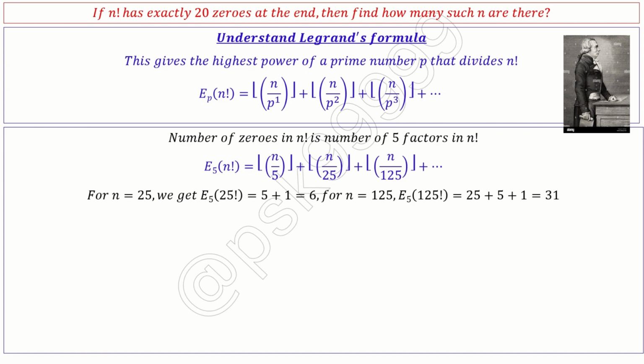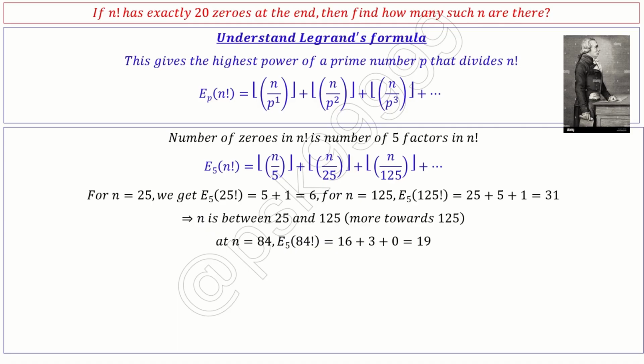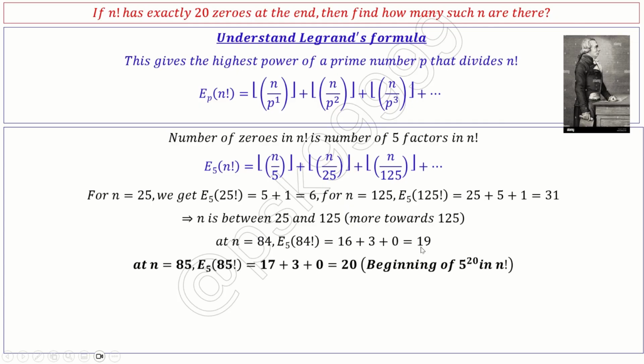You can either do a binary search, go to the midpoint and check which side you should go, or approximately, let me see around n equal to 84. 84 factorial has 84 by 5, which is 16, 84 by 25, which is 3, and the next one is 0. So a total of 16 plus 3, 19 zeros, are possible with 84 factorial. Next, n equal to 85 will get 20 zeros. So this is the beginning of 20 zeros in n factorial. 85 factorial will have 20 zeros.